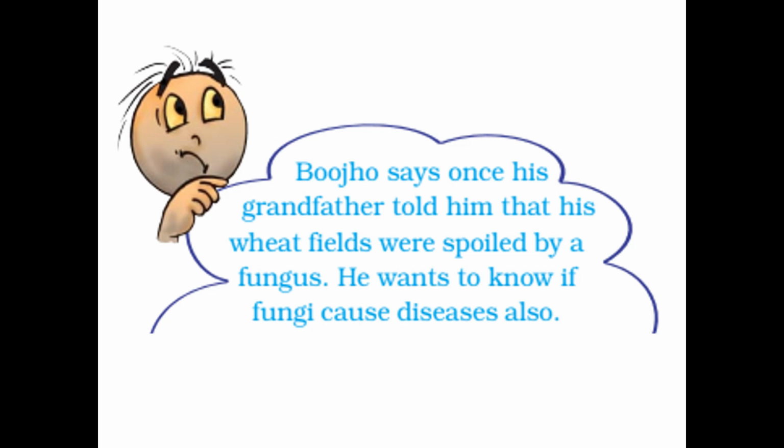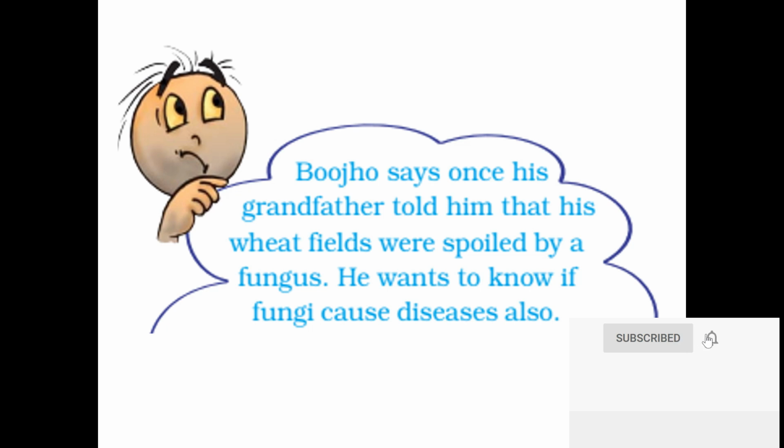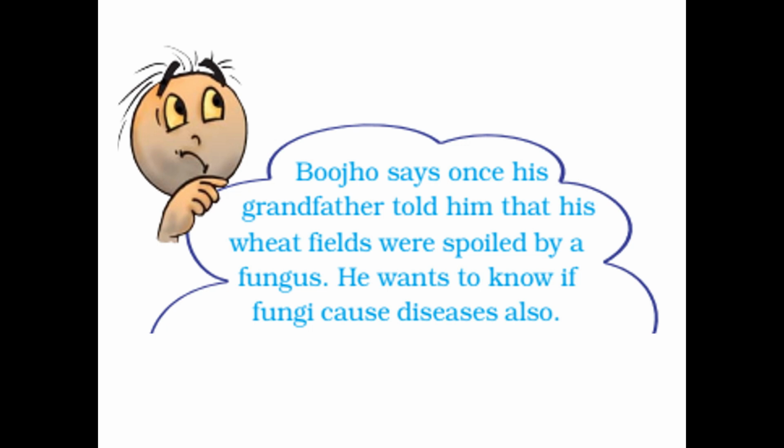Next question, we will check out what Boojo says. Boojo says, once his grandfather told him that his wheat fields were spoiled by a fungus. He wants to know if fungi cause disease also. Here is your answer. Fungi feed on other organisms on which they germinate and grow. To get nutrients, fungi secrete digestive juice into the organism on which they grow, and it converts into a solution. Then they absorb nutrients from it. So while getting nutrients, fungi decompose the organisms on which they grow. This is why fungi are also called natural decomposers. But sometimes fungi germinate and grow on wheat, rice and other plants and spoil them to get nutrients. So this is called fungal disease.